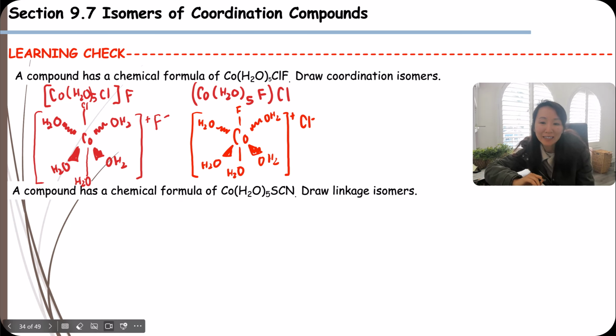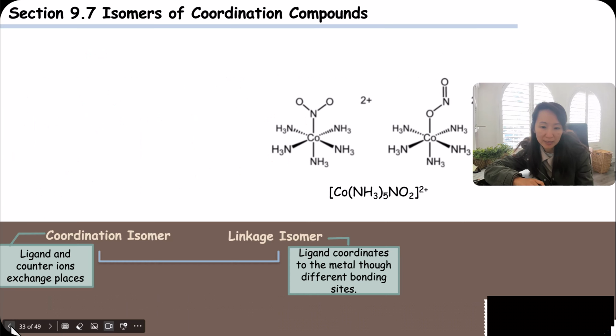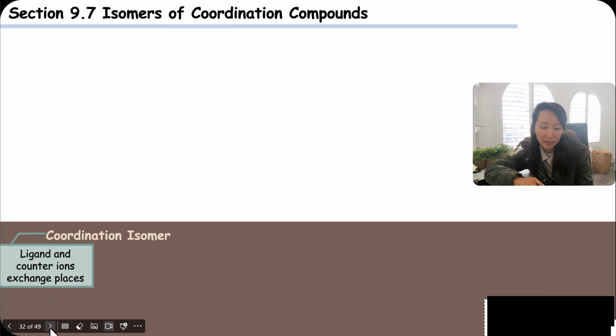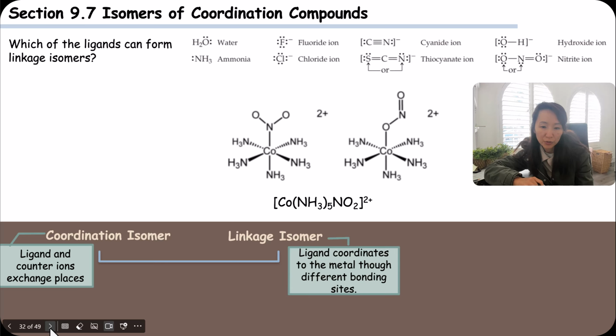Coming back, you can see the change of the counter ion, this fluorine here and chlorine over here now. All right, next one. A compound has a chemical formula of the same thing, cobalt with 5 water, but now you have thiocyanate. Draw linkage isomers. This refers to the location of the ligand. If you look at SCN, I'm going to go back to the previous slide, and it should show you all of these.